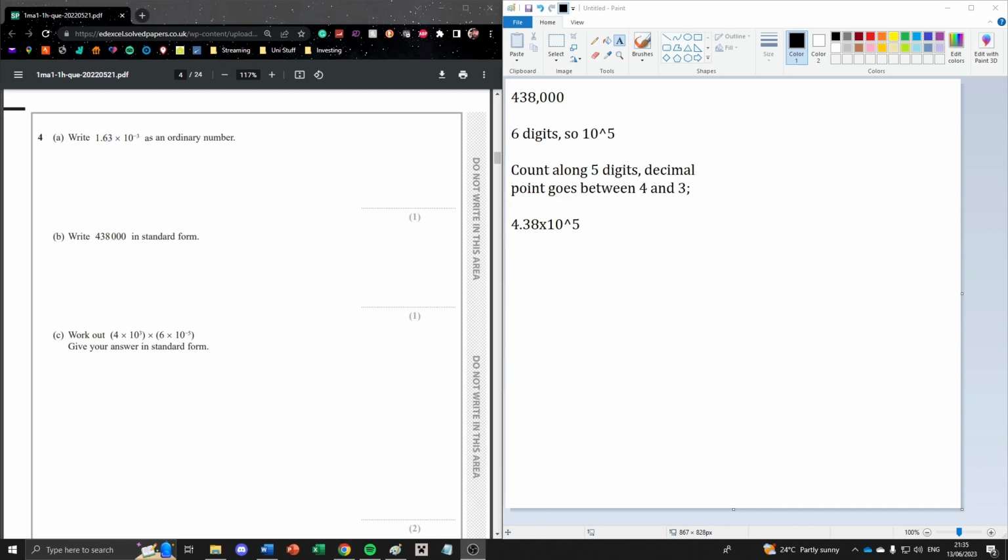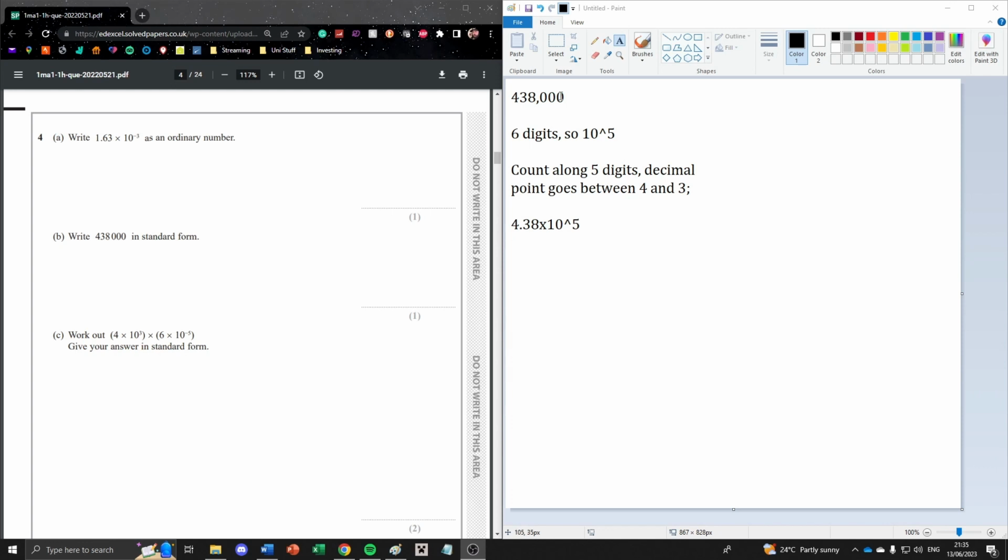4b is the opposite way round to 4a. Instead of changing a standard form number into a regular number, we want to change a regular number into a standard form number. So looking at 438,000, we can see that it's got 6 digits. And quite confusingly, this means that it's actually related more to 10 to the power of 5. And if we remember that 10 to the power of 1, 10, obviously has 2 digits, we can understand where that small discrepancy comes from.